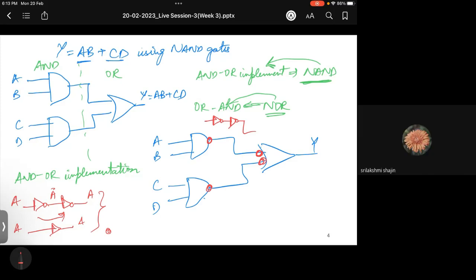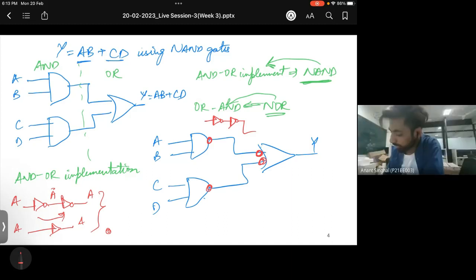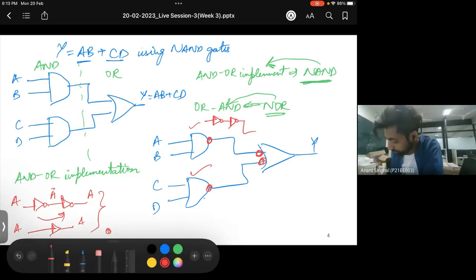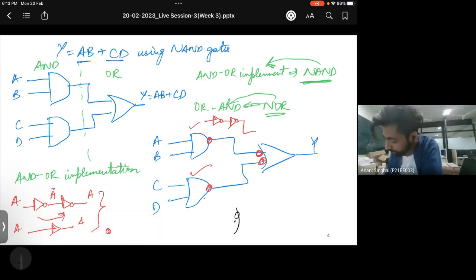Yes, sir. So now you can see that this gate is already the NAND gate that we were looking for, and this gate is also the NAND gate we were looking for. We were just left with this gate, so I'll try to solve it. Yeah, so it is something like this.